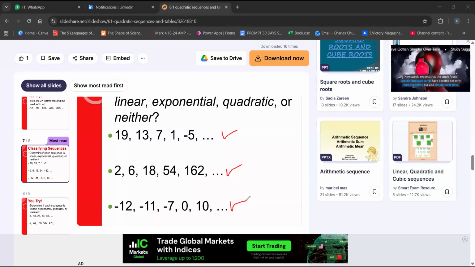The first one. The first one, okay? Let's see if that's correct. So what would you say is the common difference? 6. Would you say it is 6 or -6?